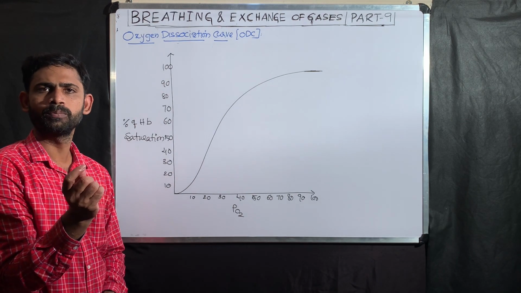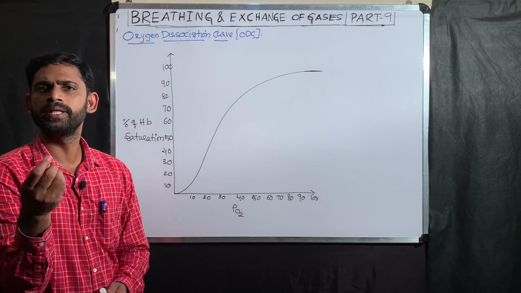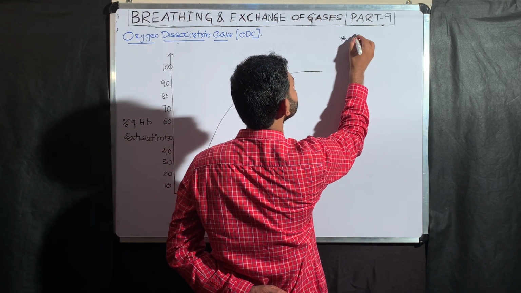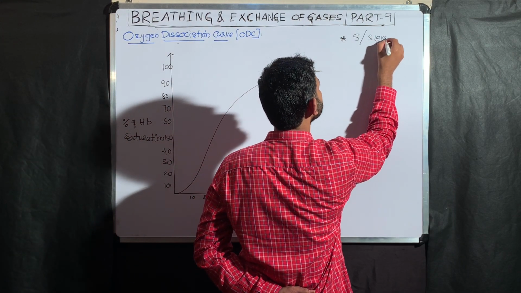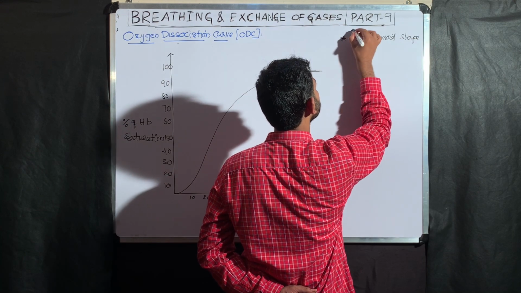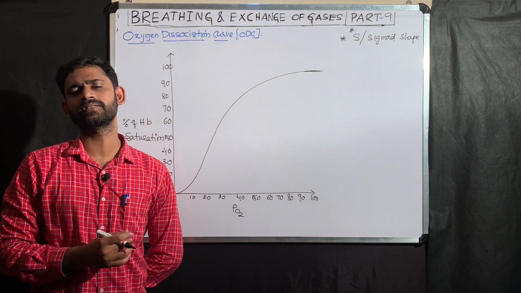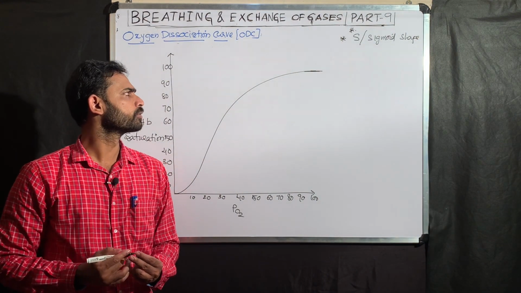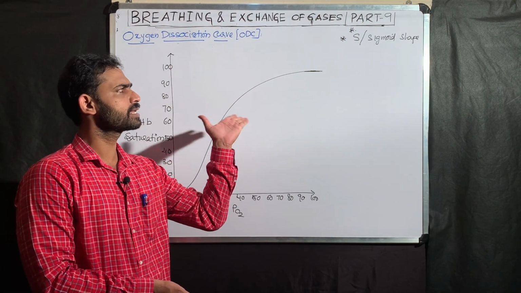Here one important point for the NEET exam is, what is the shape of the ODC? That is the one word you need to remember. The ODC is an S or sigmoid shape. This point is important for exam purposes. So the oxygen dissociation curve is an S or sigmoid shape. Okay? The next one. What I said, this is a standard ODC, that is the S or sigmoid shape.